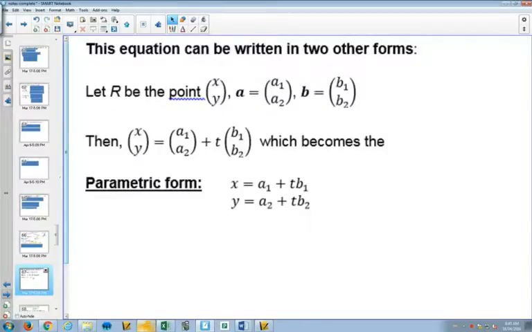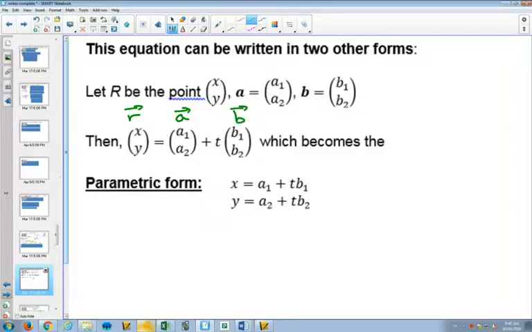So we can take this equation, and in 2 dimensions, you've got an x and a y point. That's your r. That's your random point on your line. You've got a, which is a random point on your line, and b, which is your direction vector. And so if you write these as column vectors, this is what your equation looks like, where this is your r, this is your a, and this is your b.